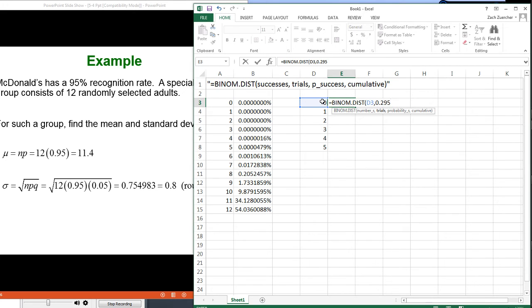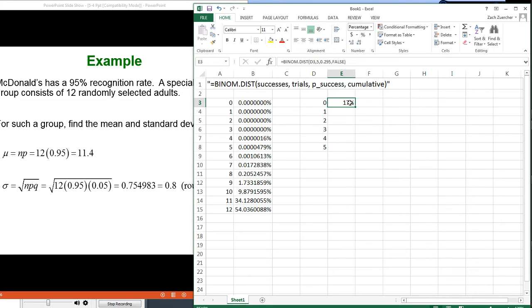0.295 is the probability. Oh, sorry, I skipped something. Look right up here. Here's the number of successes, which is going to be 0. Number of trials, which is 5. The probability of success, 0.295. And no, I'm not going to accumulate this. This is just going to be singular events. Boom. So there's a 17% chance that he comes up there and gets a goose egg.